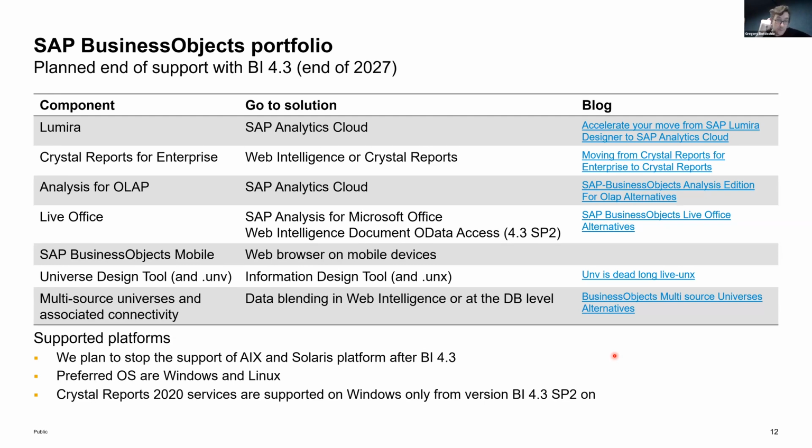For SAP Business Objects Mobile, you can use the web browser on your mobile devices, because since 4.2 Service Pack 3, we have a new interface that will adapt itself depending on the device that you are using. For the UNV and UDT, it is clear you have to migrate your universes into IDT and as UNX universes. So I really insist on this migration, because UNV can be huge and complex, and this requires a lot of time and expertise to move them into UNX.